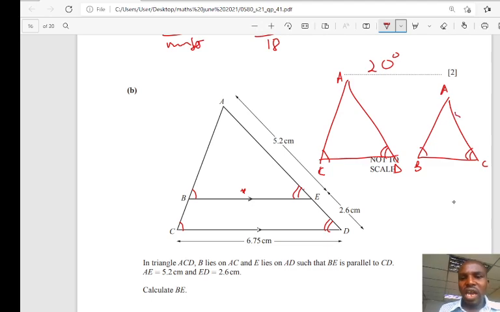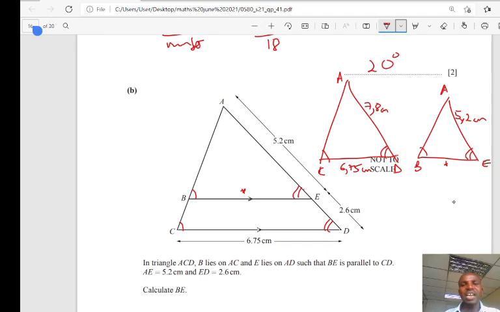Then on this one, AE is 5.2 centimeters. Then AD is 5.2 plus 2.6, 7.8. So this one is 7.8 centimeters. Then CD is actually 6.75 centimeters. We don't have BE. It's E, not C. So you don't have BE. We want to calculate the size of BE, right?